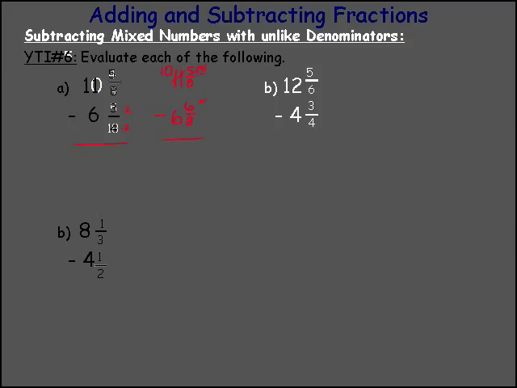So this becomes 10 and 13/8. Take away 6 and 6/8. Okay? So make sure you review that if you can't remember how to do those. Okay, this is using the mixed number form. I'll show you in a second how to do it using improper fractions.